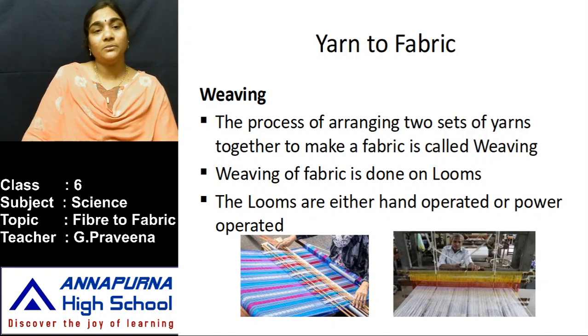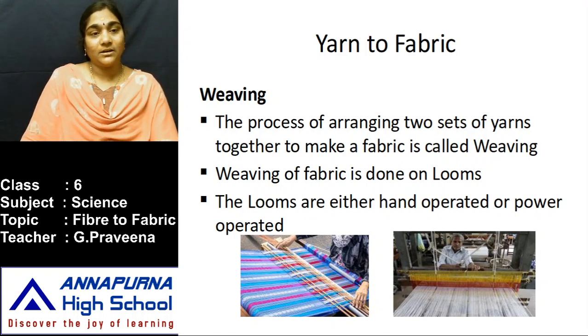So in the weaving process, you can see the process of arranging two sets of yarns together to make a fabric, which is called weaving. In weaving, you can see two sets of yarns, one running parallel and one running horizontally. When you look at a piece of cloth clearly, you can see two sets of yarns, one horizontal and one arranged parallel.